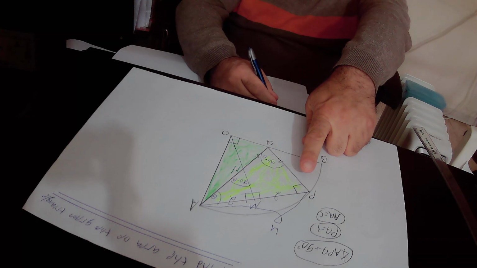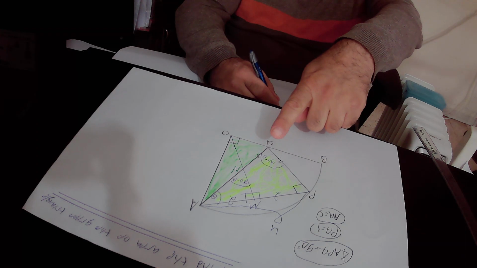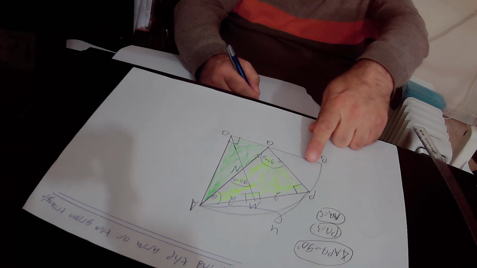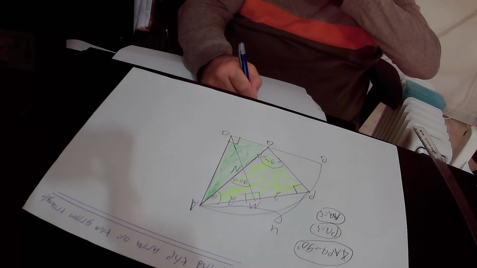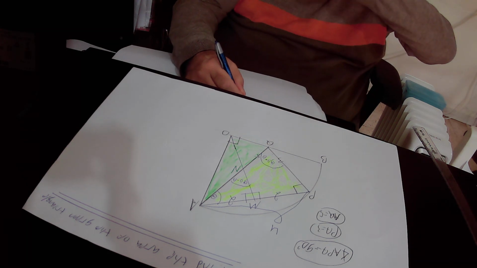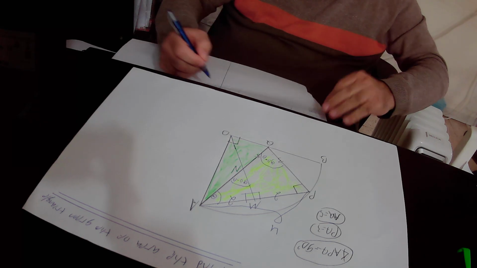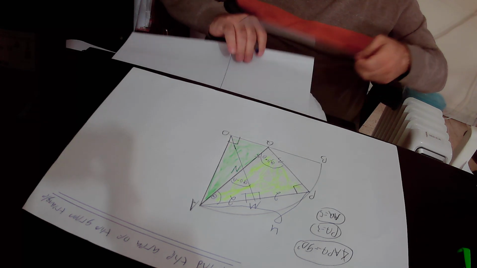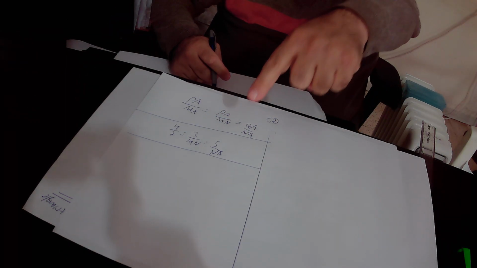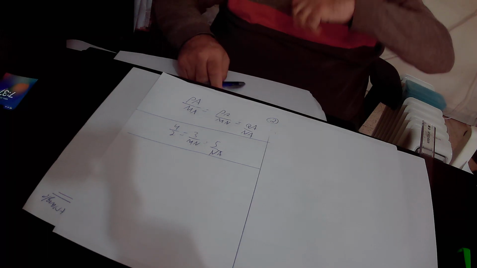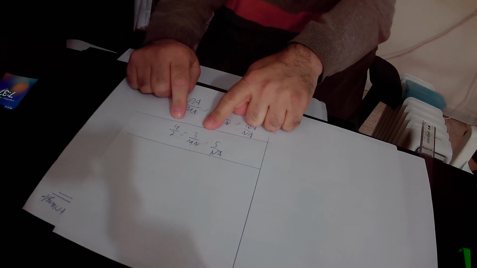PA is 4 over MA is 2, and it is equal to PQ is 3 over MN that is unknown. We will leave it as it is, and it is equal to QA is 5 over NA that is unknown. In conclusion, we found out that 4 over 2 equals 3 over MN equals 5 over AN. From this equation, we can derive that 4 over 2 equals 3 over MN.